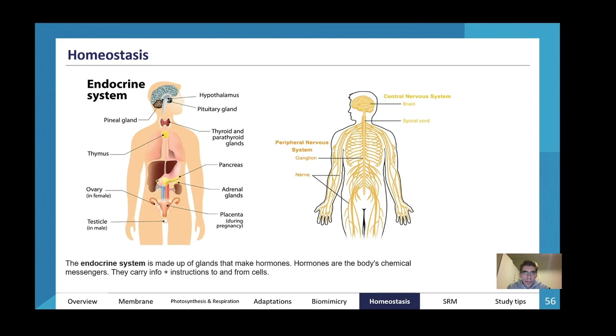Whereas the PNS, the peripheral nervous system, is made up of peripheral nerves. Despite the naming, both of them are really, really important.